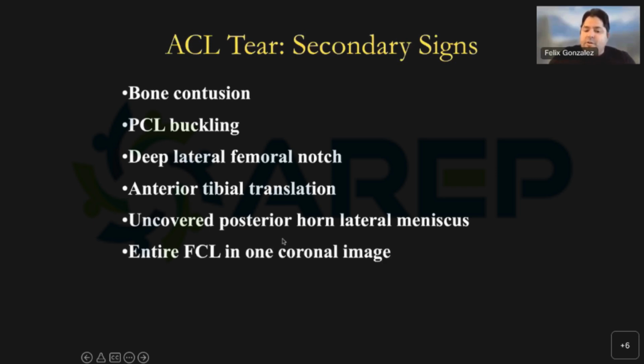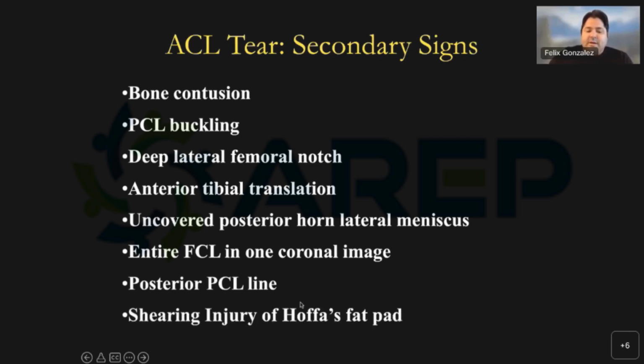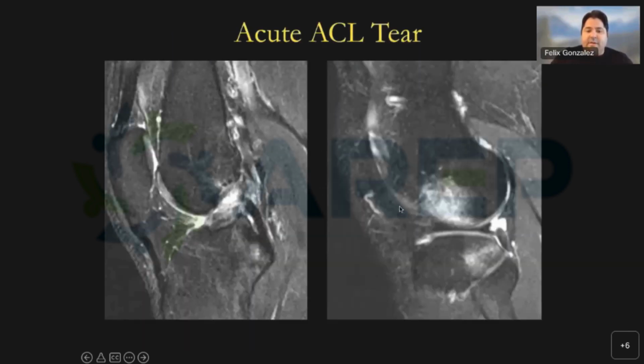You can have an uncovered posterior horn of the lateral meniscus. You can have the lateral collateral ligament entirely visualized on a single coronal image, which you should never be able to see in a normal setting. You can have something that is called the posterior PCL line. And in addition, you can also have the shearing injury of the Hoffa pad. So just to go over that, to show you.